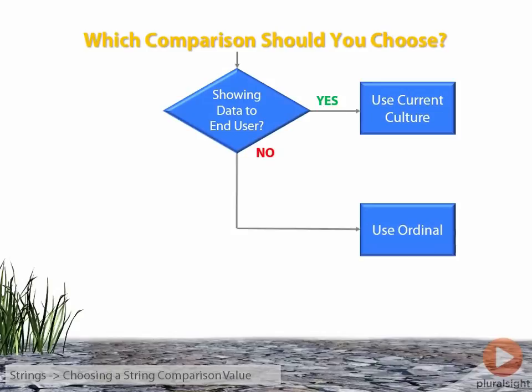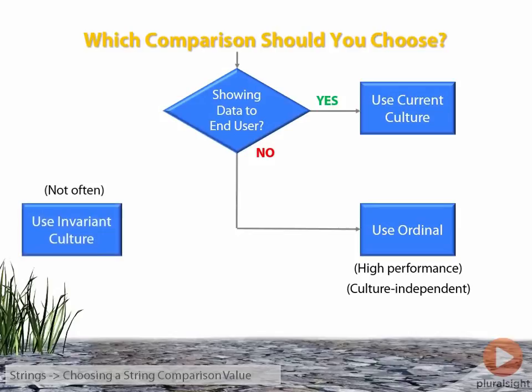Ordinal will probably be the comparison of choice for strings that are not intended for end user consumption. This might include, for example, event log entries, exception messages, etc., or text intended for XML files. There are two advantages. Ordinal gives much better performance, and the results won't change if the user changes culture.